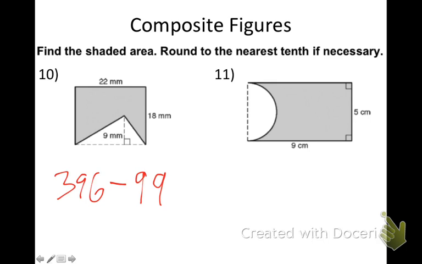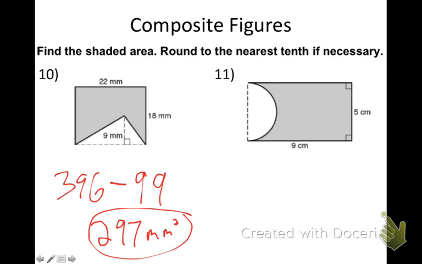So to find the area of the shaded area, what do you do then? You subtract those. 396 minus 99 gets me the shaded area is 297 millimeters squared. And a lot of people are like, well, number 10, that's not a right triangle then. You don't need it to be a right triangle. All you need is the base and the height. The base is 22, the height is 9. Half the base times the height, same thing.